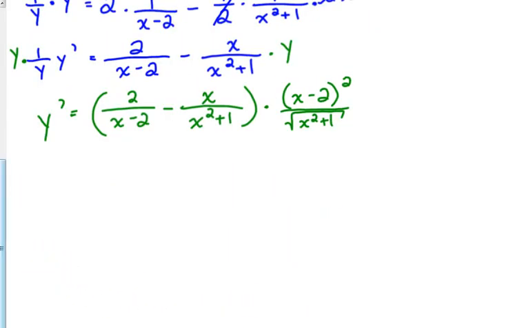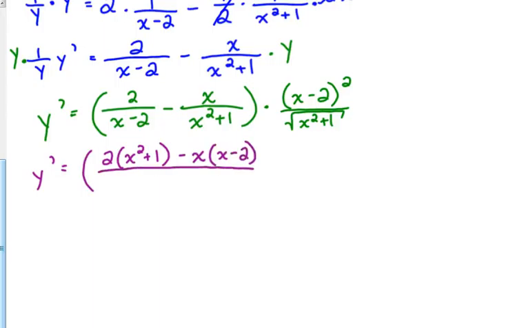We need to combine these two rational expressions in these parentheses. How do we do that? Common denominator. Anytime you're adding two fractions, they have to have the same denominator. So we multiply the first one by x squared plus 1, because that's what it doesn't have, and the second one by x minus 2, because that's what it doesn't have. Then I put them in a single numerator over the common denominator.